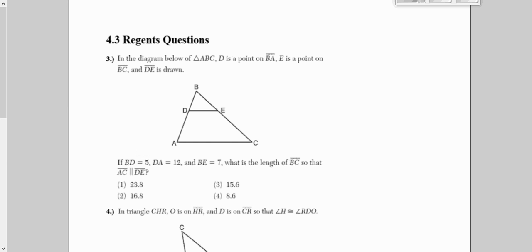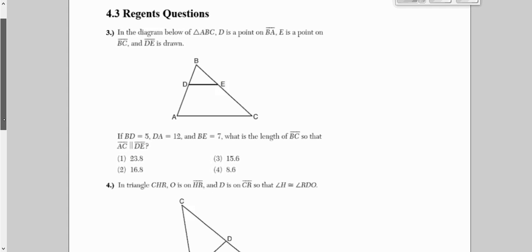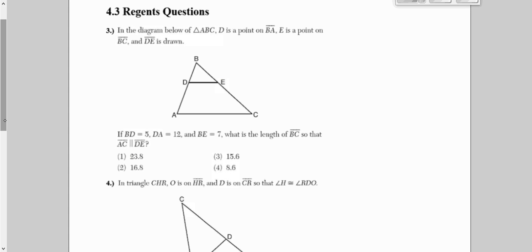All right, let's read over this one. Let's think about first if the triangles are similar. Think about if they are in fact similar. And then we can get our angle marks in there. I'm going to start marking things they tell us. So BD is 5. DA is 12. BE is 7.